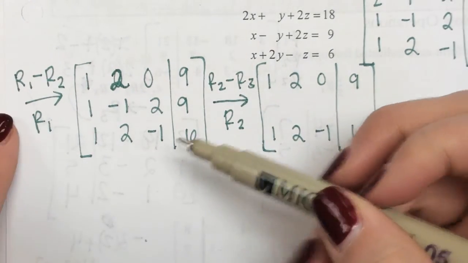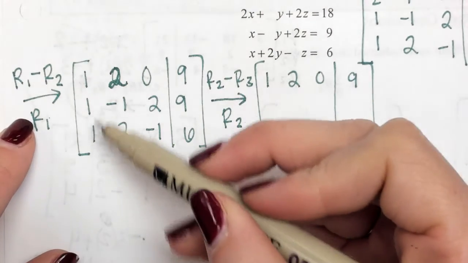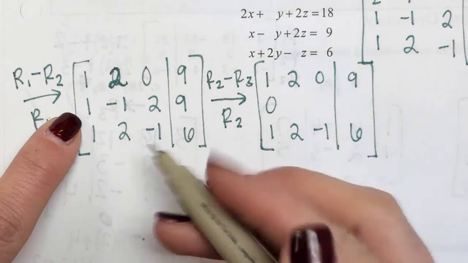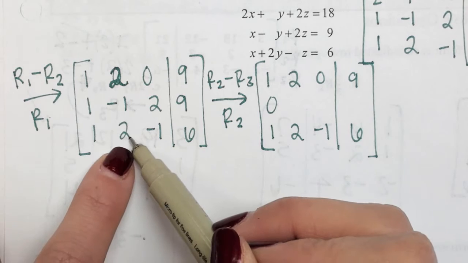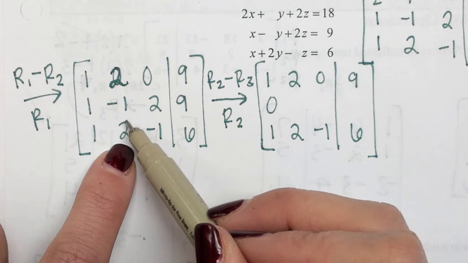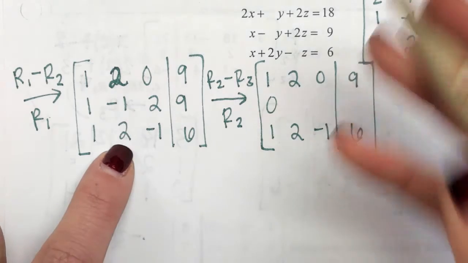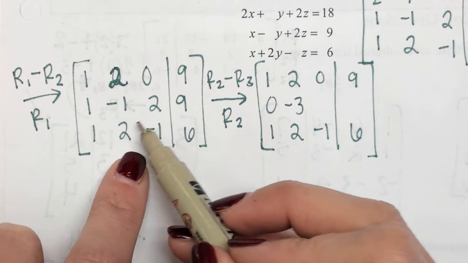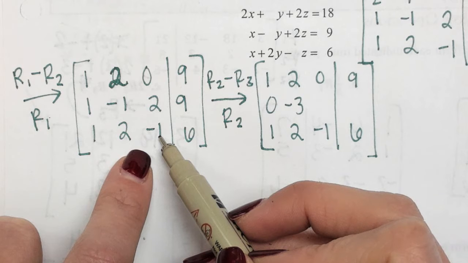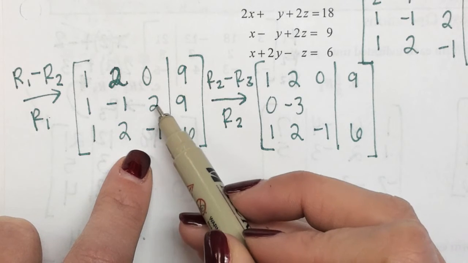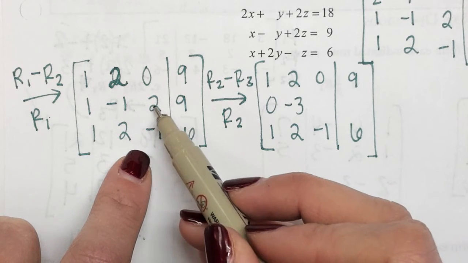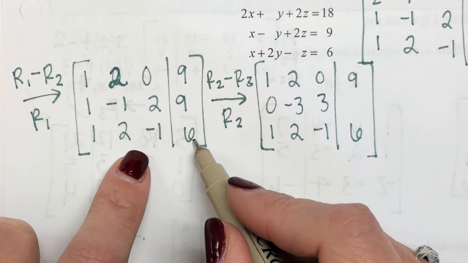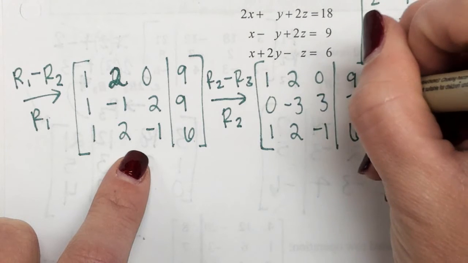Alright, so we can look right here. We're doing row 2 minus row 3. So 1 minus 1. Good. Now we got negative 1 minus 2. Say it again. Yes, very good. Alright, now we got 2 minus negative 1. Good. Again, 2 minus negative 1. We'd have to keep, change. That would make 3. 9 minus 6. Yes.